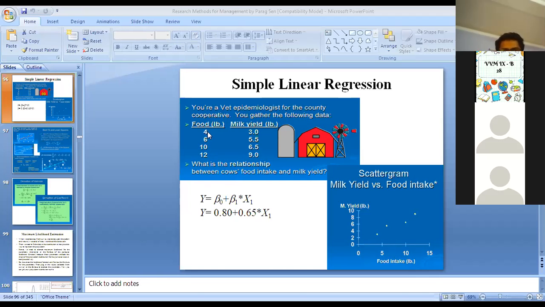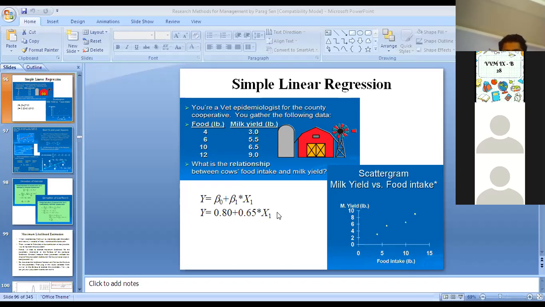You have seen earlier that this is your X value, food intake, and milk yield, this is your Y value, or the dependent variable. Now you are unable to find out the true line because it is infeasible to take the data from the population. You can collect the samples, not population. So the regression equation that you have found out, y is equal to 0.8 plus 0.65 into x1, is essentially based on the sample.